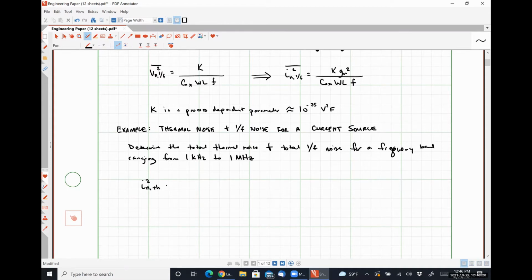All right. So our thermal noise, In thermal squared, we know should be 4 kBT gamma gm from our last class meeting.